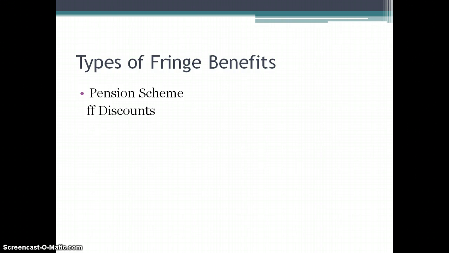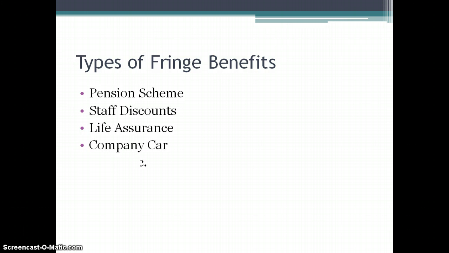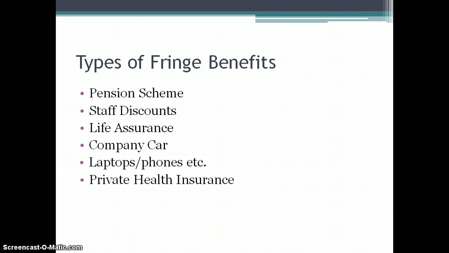Now there are a few types of fringe benefits. It could be a pension scheme, it could be staff discounts, it could be life assurance, so there's special deals in there. But of course the ones you're most familiar with are probably a company car or company laptop, phones, and especially now with tablets and so on. And also private health insurance, perhaps again more for the executives. But they're all ways of, if the business pays for it for you, you don't have to. So it's classified as a benefit, but you don't have to pay tax on it because it doesn't go through your pay slip.